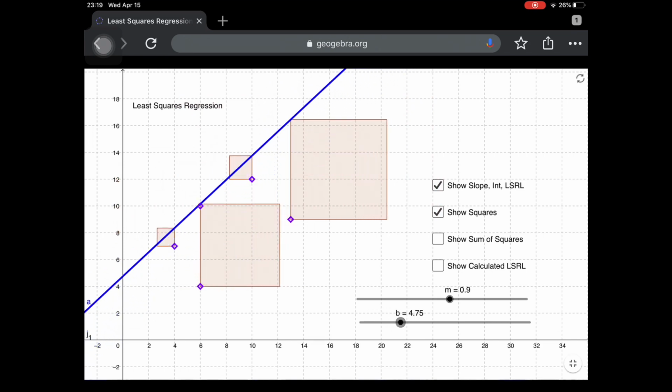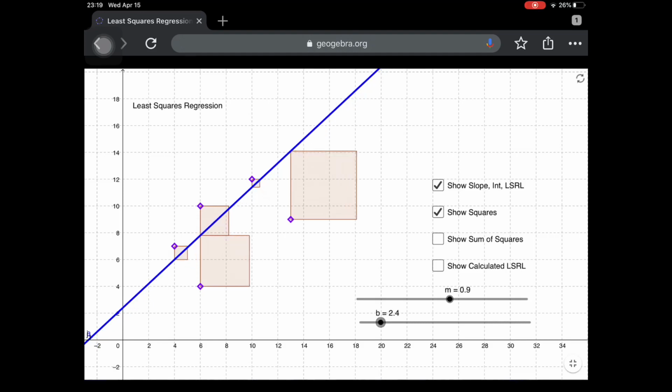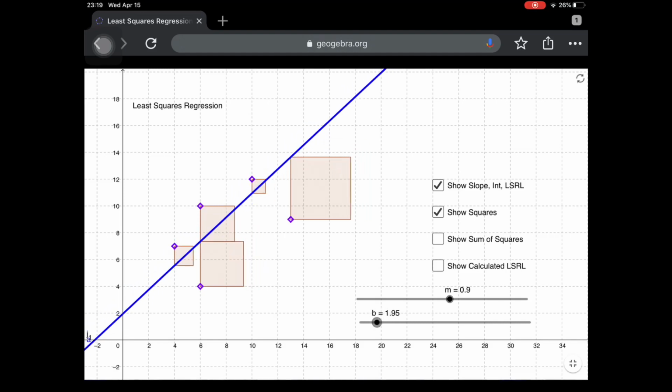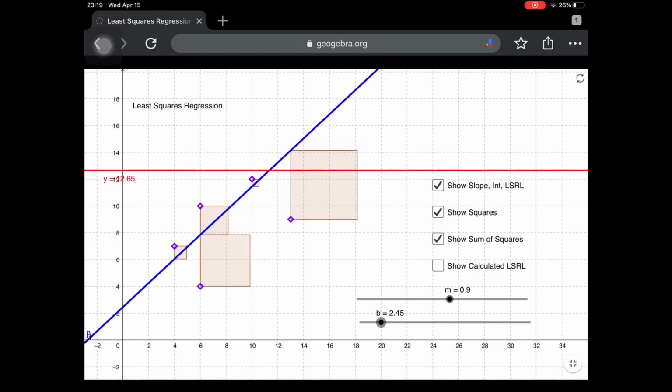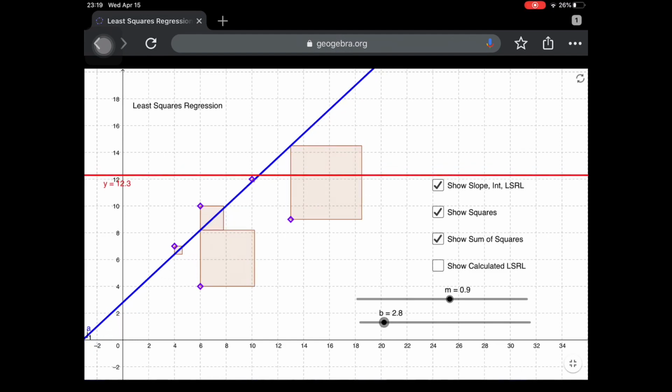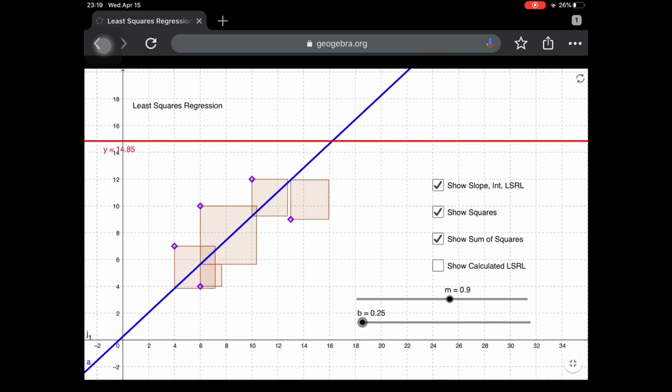So the idea is that we should minimize the sum of the areas of all of the squares. So I'm going to show the sum of the squares right here. In this case, the sum of the squares is giving 13.3. If I modify this point, you'll see that it decreases to 12.3. Then if I go the other side, it increases to 14, 15, and so on.